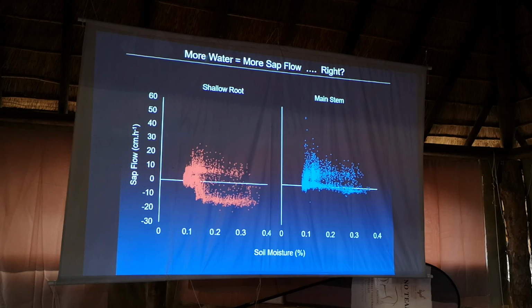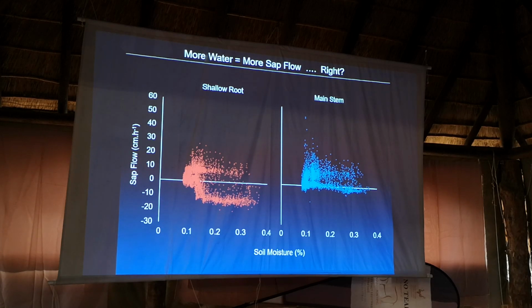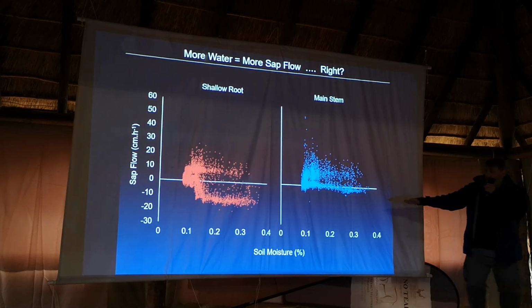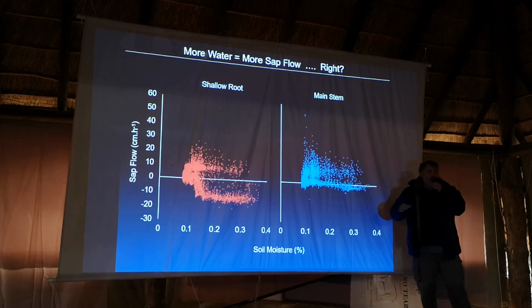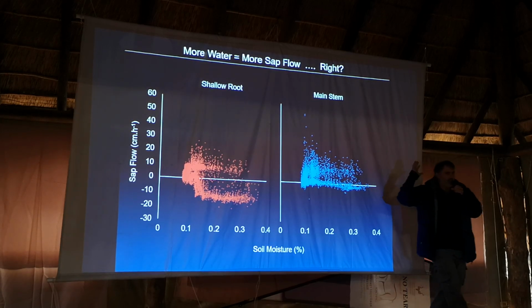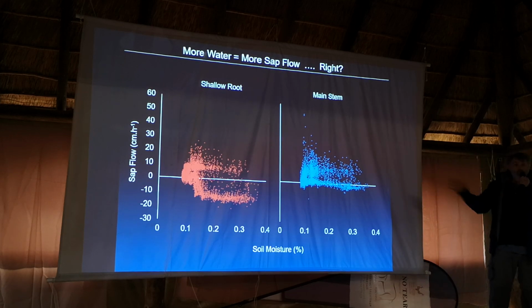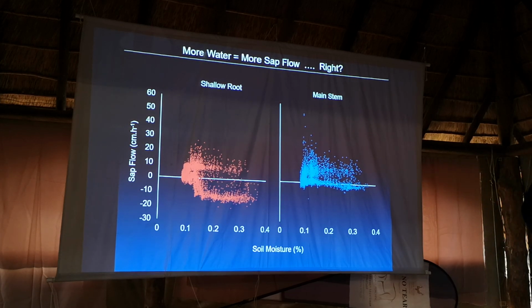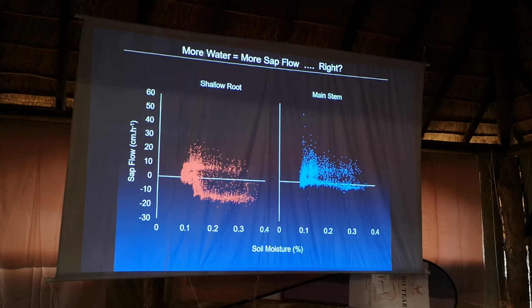So what I've done here is plotted on the x-axis the soil moisture, and on the y-axis the sap flow. And my expectation was, on the stem or on the root, that we would have data that goes from the bottom left to the top right. And surprisingly for me, that doesn't happen. In fact, there's some really weird stuff going on.